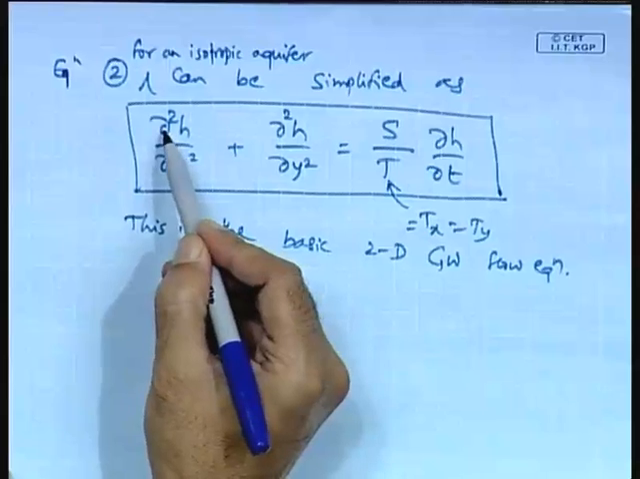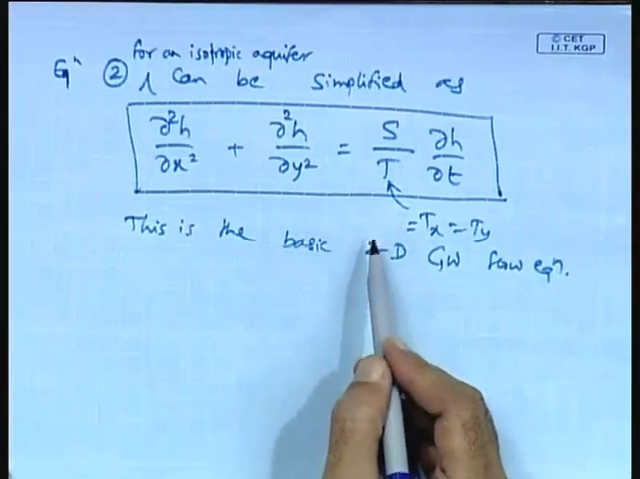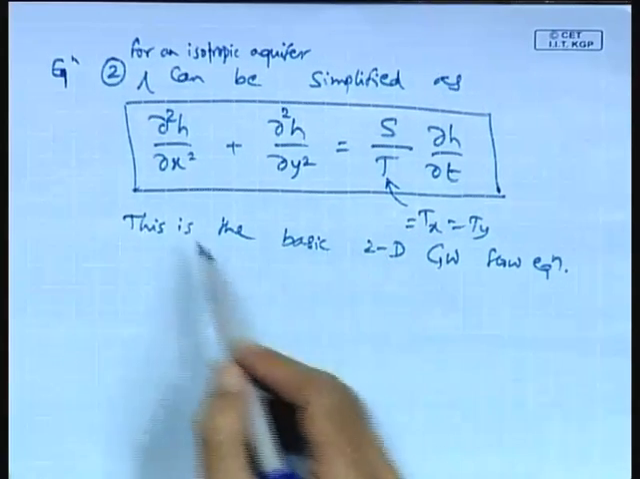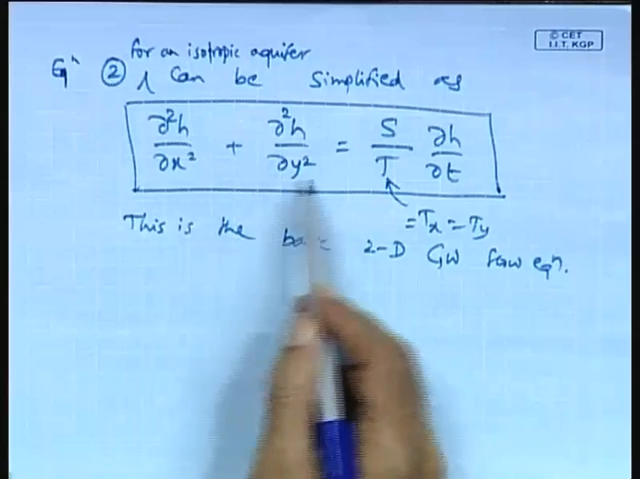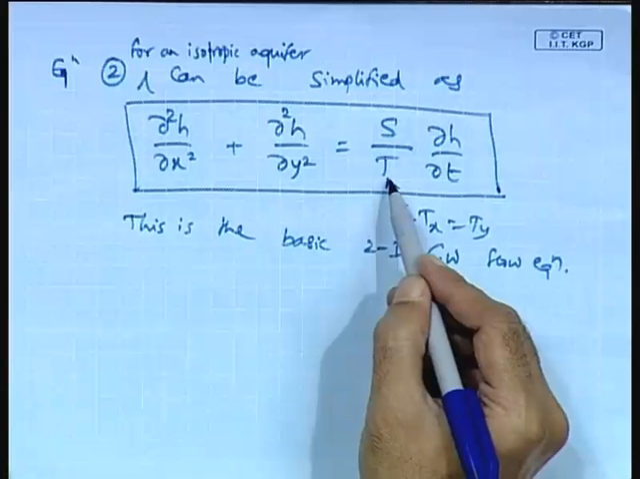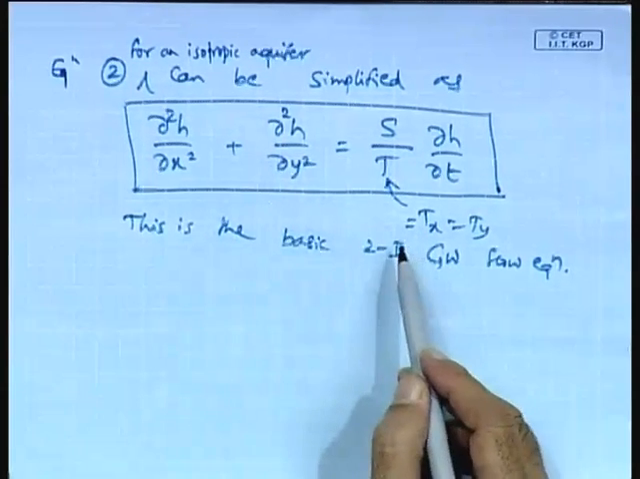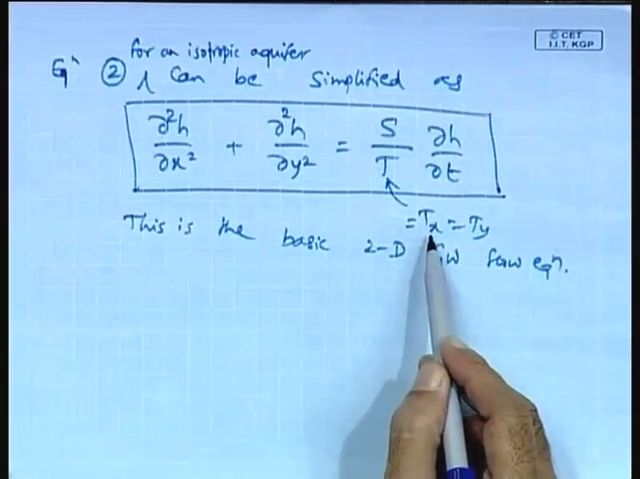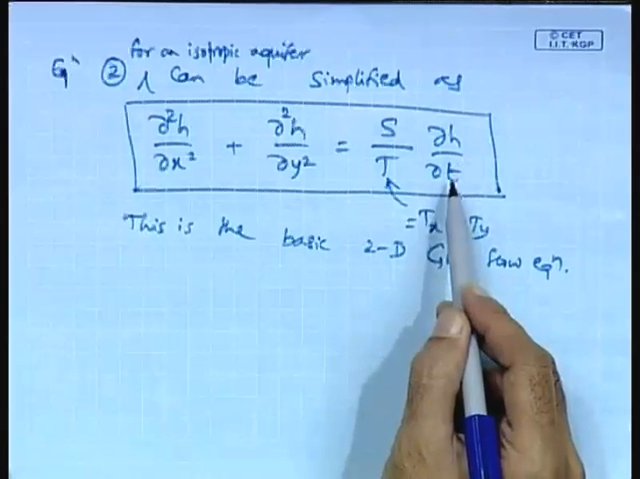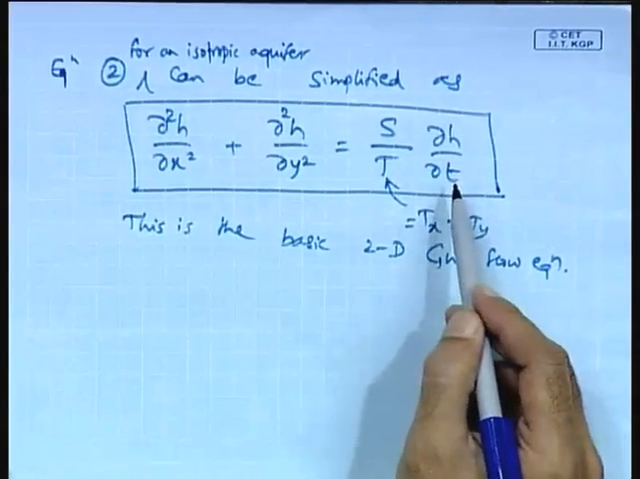Which is of the form d square h by d x square plus d square h by d y square is equal to S by T into dh by dt, where here h represents the head, x and y represent the flow directions, S is the storativity, T is the transmissivity, and since it is an isotropic aquifer, the transmissivity in both directions, Tx and Ty, are the same, equal to T. And this dh by dt represents the partial derivative, the rate of change of head with time.